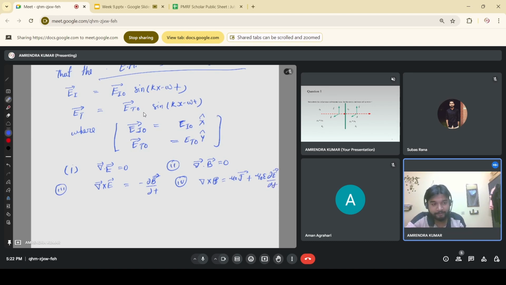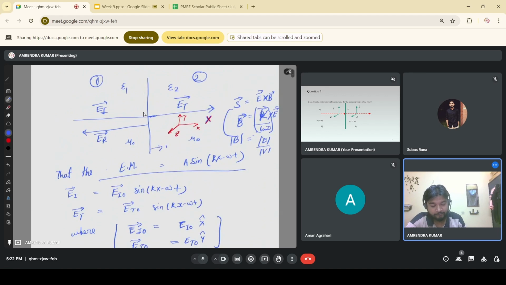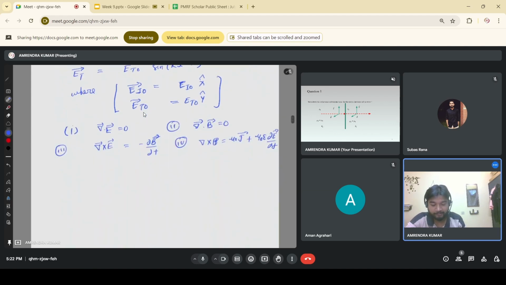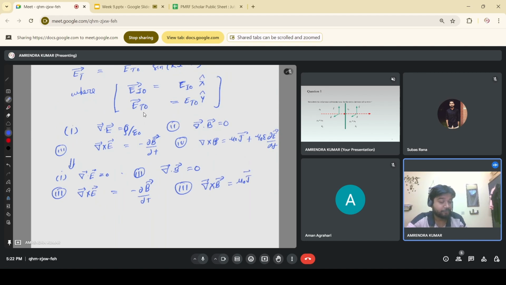So we know that at the boundary here, there is no current, J is 0, rho is 0. So we can write del dot E is equal to 0. It should have been rho upon epsilon naught, but there is no rho, so the right hand side is 0. Del dot B is 0. The third one I'm writing is del cross E, that is Faraday's law, equal to minus del B over del t, that is also there. And the fourth one is del cross B equals mu naught J plus mu naught epsilon naught del E over del t. So J is 0.